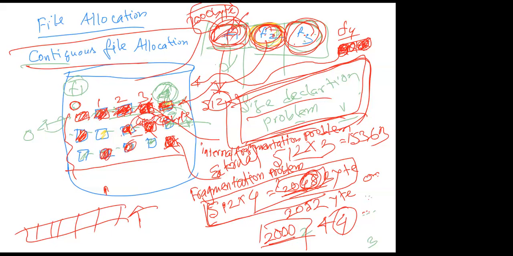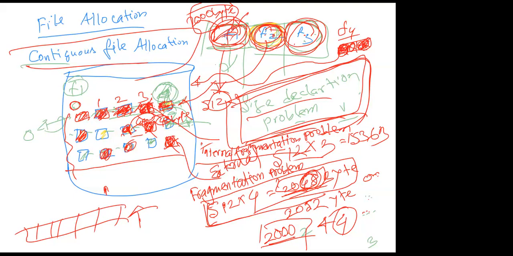If you consider any kind of file allocation, either contiguous or non-contiguous, internal fragmentation can be there. But if you consider non-contiguous allocation, you can solve the size declaration problem as well as the external fragmentation problem.